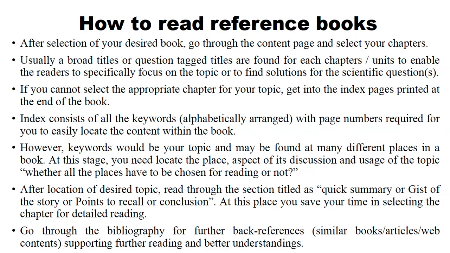Generally, if you cannot select the appropriate chapter in the contents page, then you have to look into the index pages, where keywords are written with page numbers, alphabetically arranged. It is required for you to easily locate the content within the book. There are some keywords, or even many keywords, with many different page numbers. It means there are matters related to the keyword discussed in multiple pages. Some pages may fall in one chapter and some other pages in some other chapter. It is relating to the keyword.